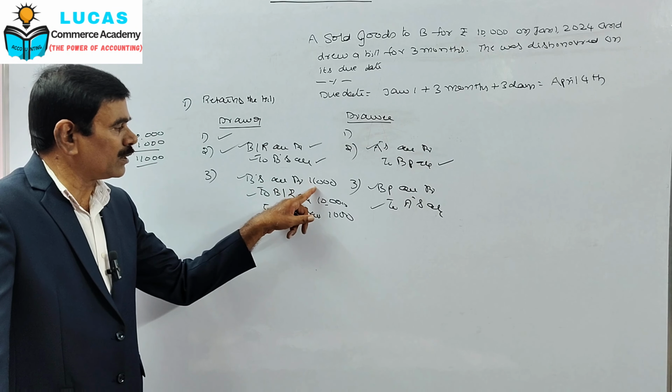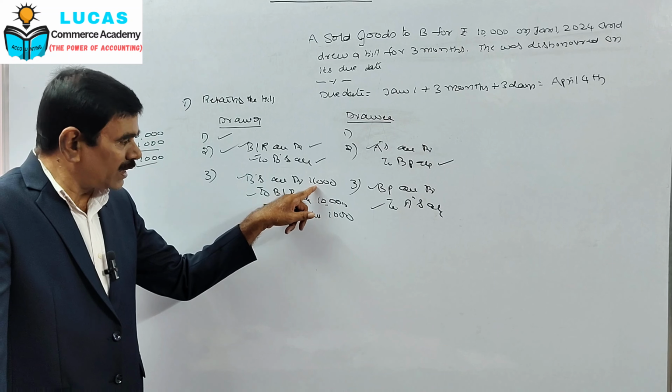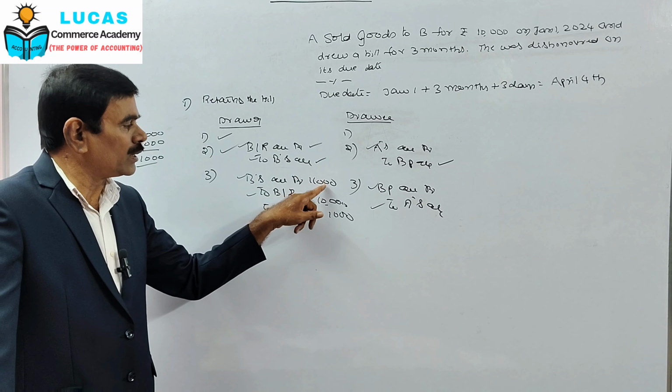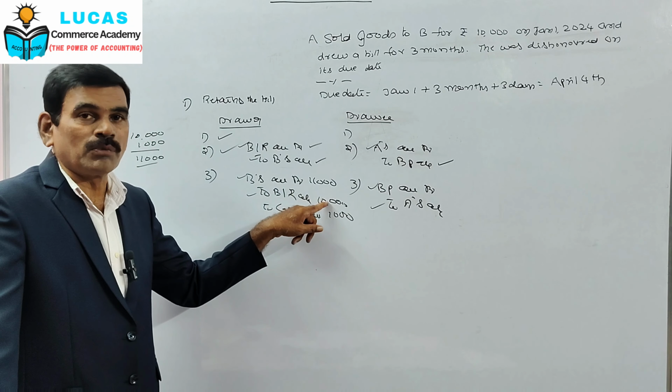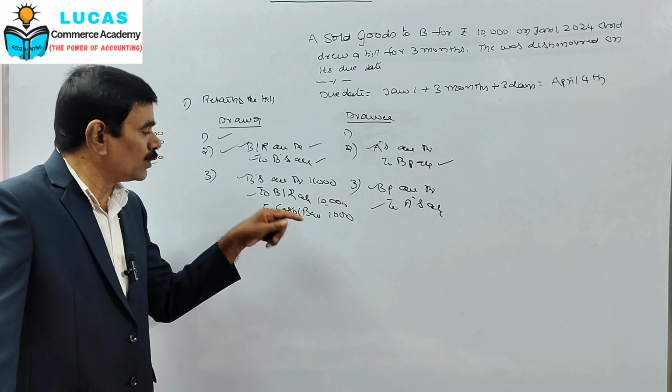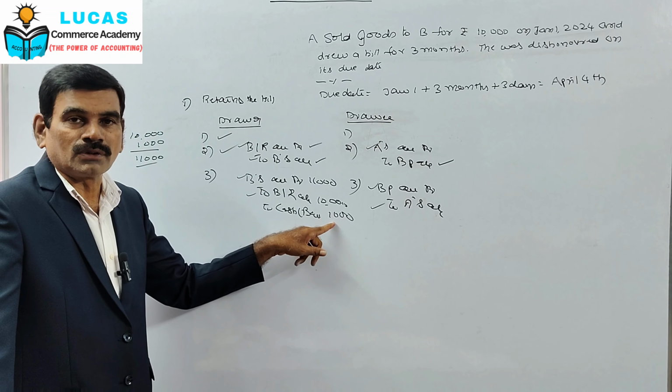So B's account debit, the total amount due from B is 11,000. So B's account debit 11,000 to bills receivable account 10,000 and to cash or bank account 1,000 rupees.